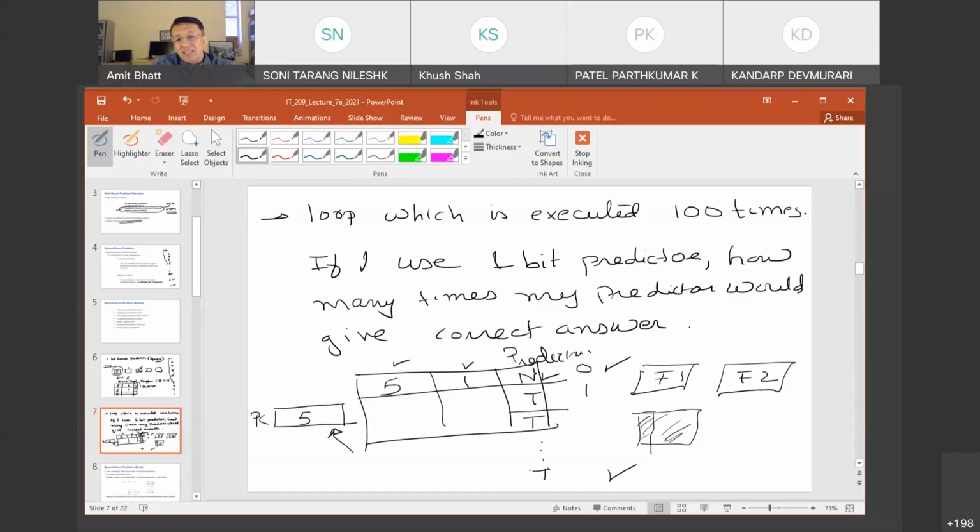One value has to be there. Either you could have put taken, but by convention we put not taken. After it is initialized, the further predictions will be made each time the execution stage is reached, right, sir? Okay, so every time it would look at the previous result. If the previous was not taken, so it would go like this.